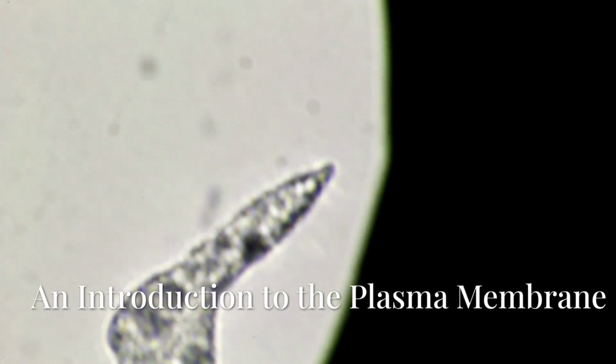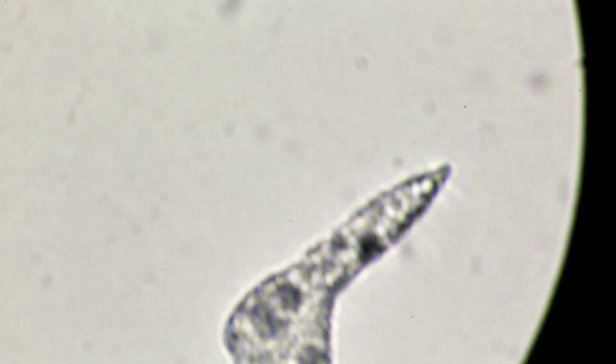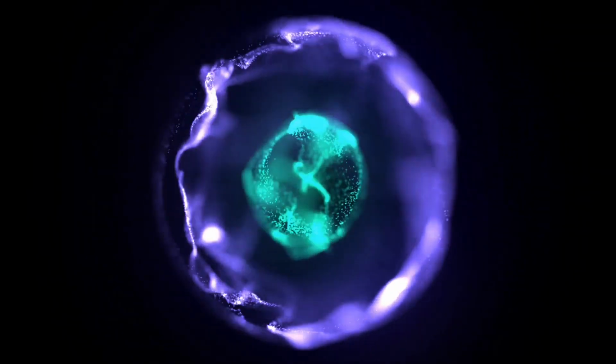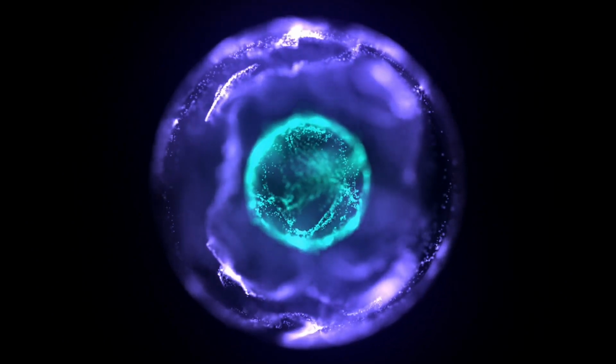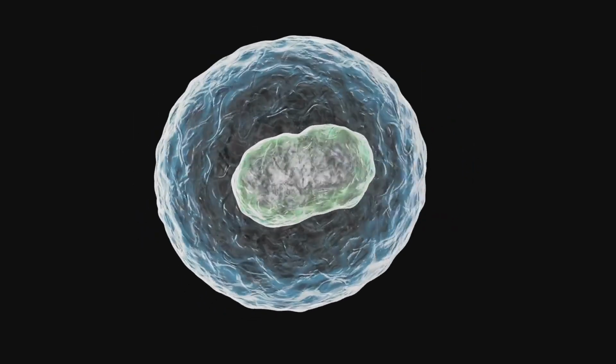Plasma membrane. All living things are made up of cells. Cells are the basic building blocks of life. They are like tiny factories that carry out all the functions necessary for life. Every cell is surrounded by a thin, delicate membrane called the plasma membrane.